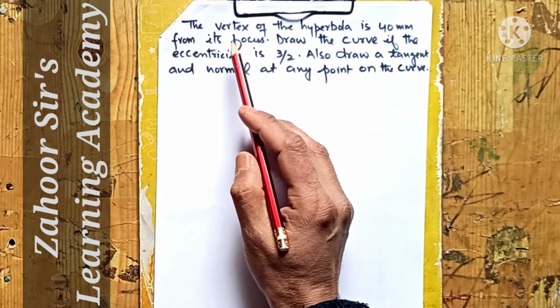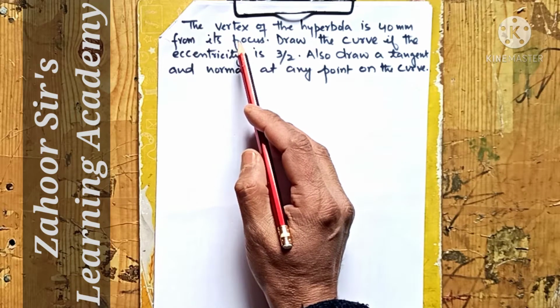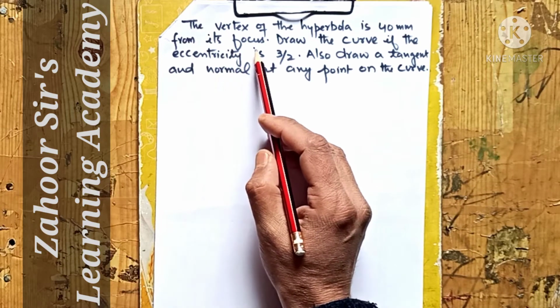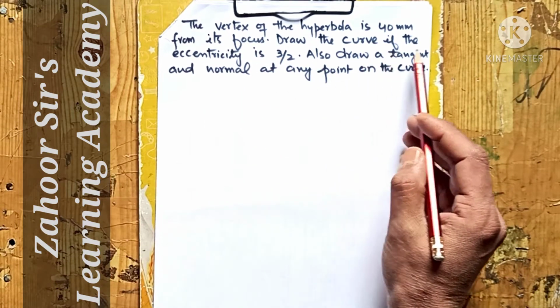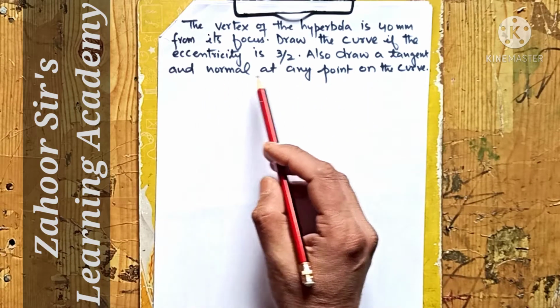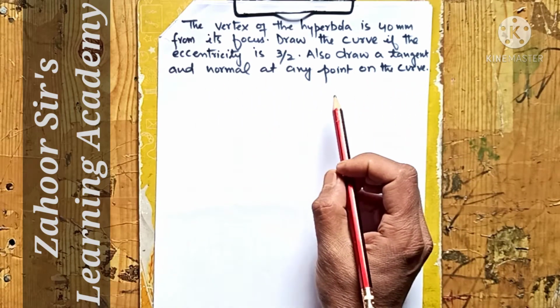So this is the problem which is to be solved. The vertex of the hyperbola is 40 mm from its focus. Draw the curve if the eccentricity is 3/2. Also draw a tangent and normal at any point on the curve.